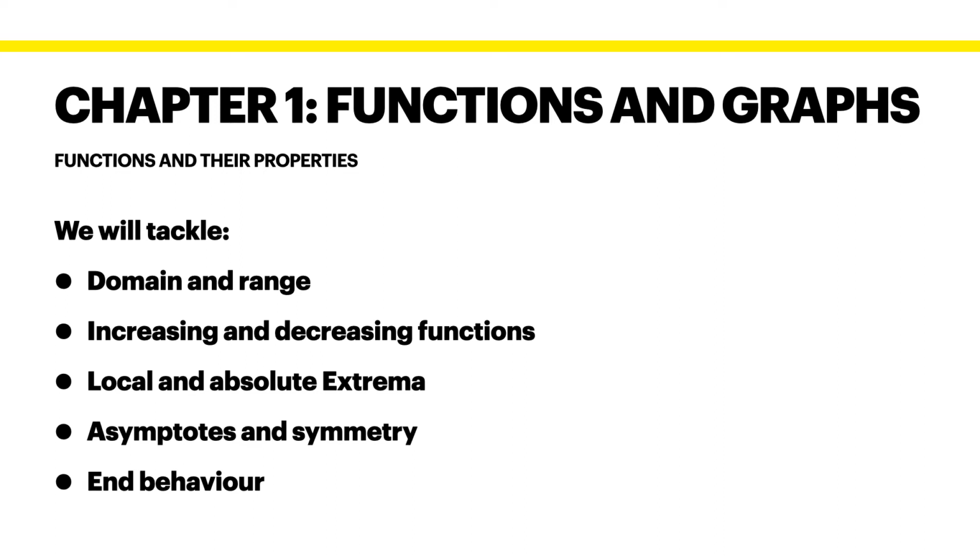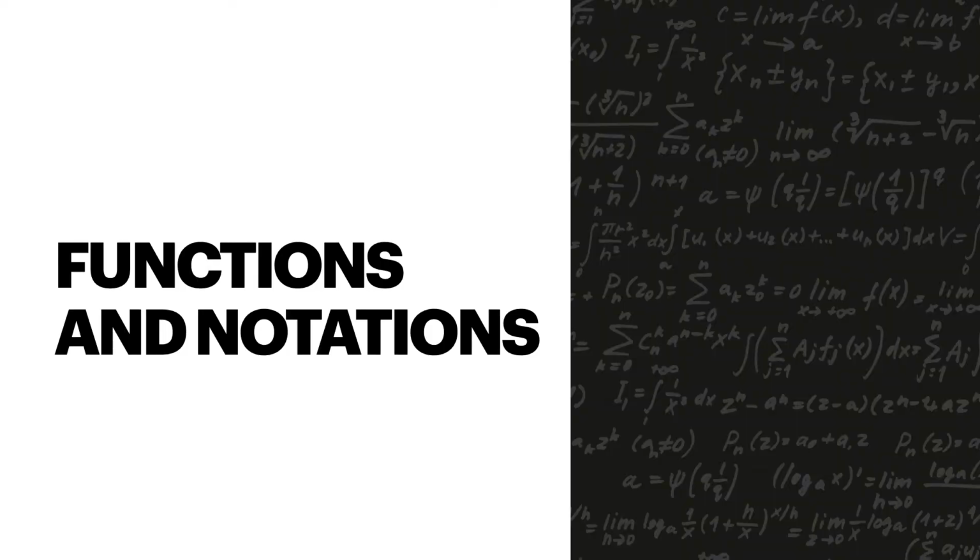Now, we have these topics to tackle in this video. The first one will be domain and range, and the second one will be increasing and decreasing functions. That's for part 1. For part 2, we're going to be focusing more on local and absolute extrema, asymptotes, symmetry, and end behavior. Let's move on to functions and notations.